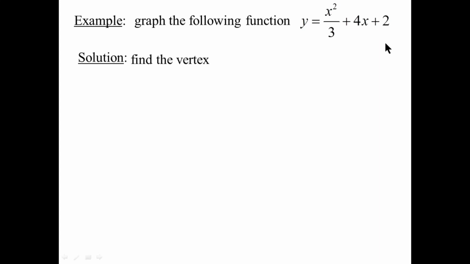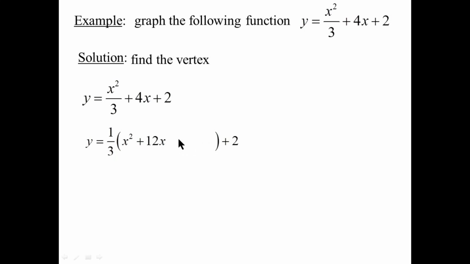Solution, well, let's put it into vertex form. There's the original. Factor out the 1/3. Checking our work, a third x squared is x squared over 3, good. And a third times 12 is in fact 4x. That also is good. And the plus 2 remains outside these brackets. So we factored out the coefficient on x squared right here.